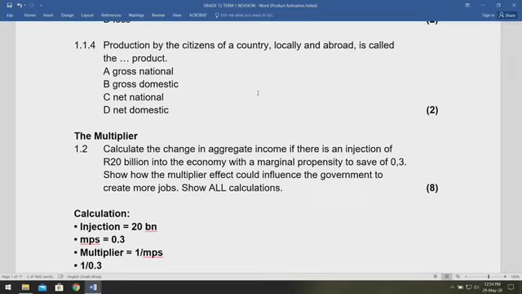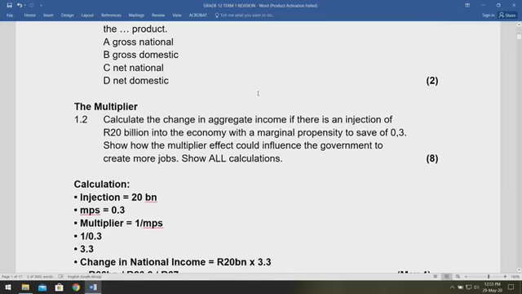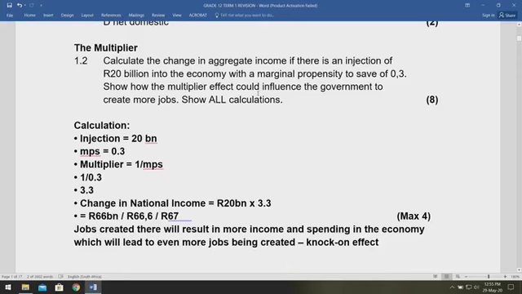GDP is what happens inside the country by both foreigners and locals, whereas your gross national product is what is happening only from the citizens or the residents of a country, whether they are doing it at home or abroad. Right, that brings us to the end of the Section A type questions. We're moving on to your 8 markers, which is your longer type questions.